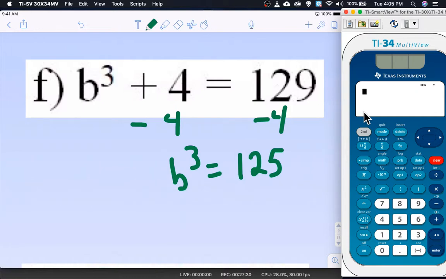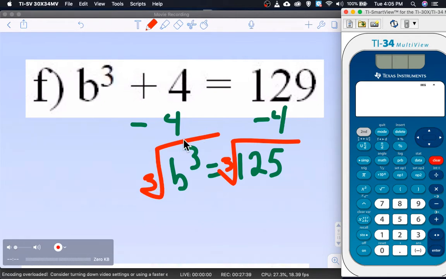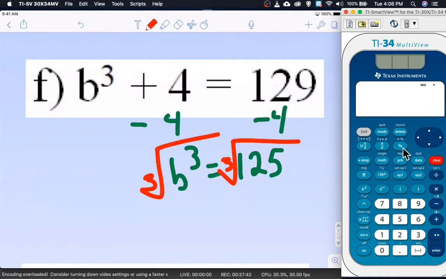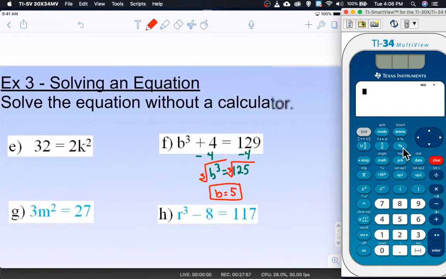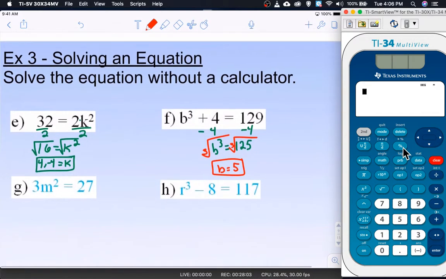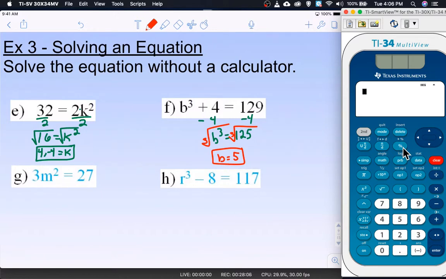That number's in our chart up above. If I cube root both sides, my cube and my cube root cancel each other out. They are opposite operations, and I get just B equals. The cube root of 125 is 5. And that problem is done. So we get the variable by itself before we can do any square rooting or cube rooting. Please pause the video, try these last two problems here, letters G and H. When you're ready to continue, hit play, and we'll go through it together.